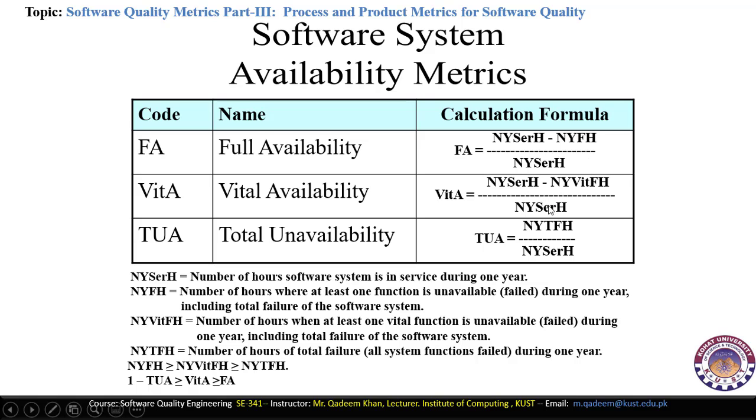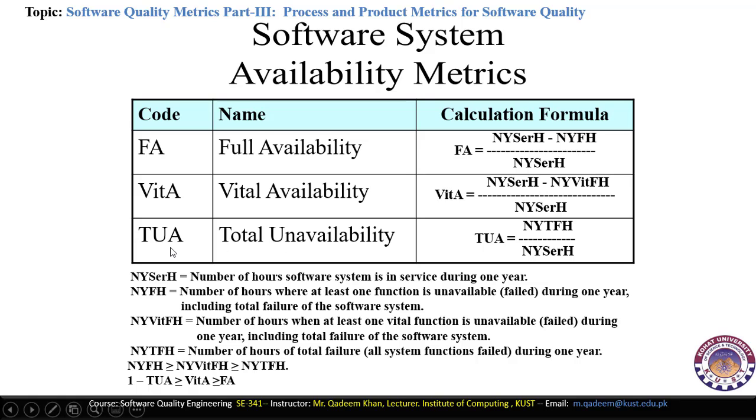Similarly, it is also divided by the same values as above. So this one metric is in fact counting the vital availability of the software system, that is, how vital the software is. The vital functions, which are very important functions in the software system, fail and give us the wrong values. So what will be the quality of the product when the vital functions fail?